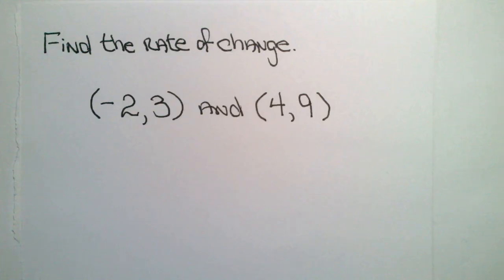Right. Forego the change. So, find my rate of change. Speaking of change, find my rate of change. So, -2, 3, and 4, 9. Okay, that's all right, Shepard. That's why we're doing some of these things, just to kind of do a little refresher.